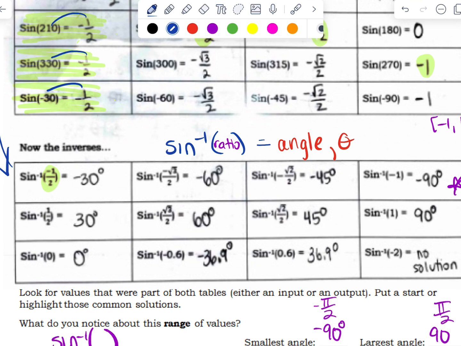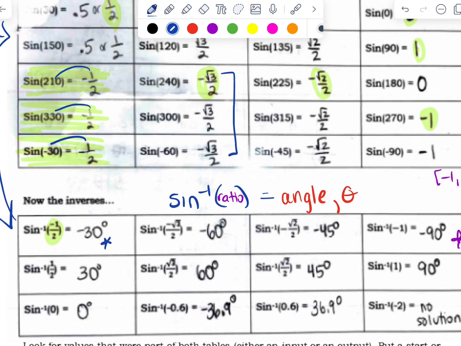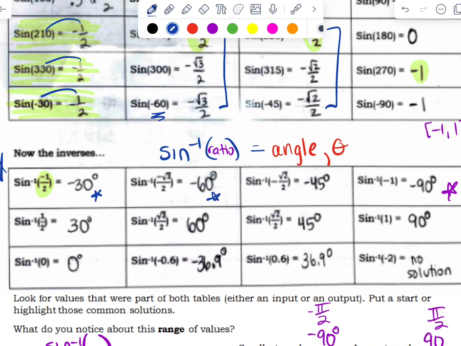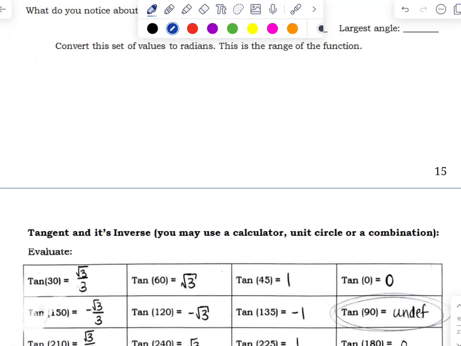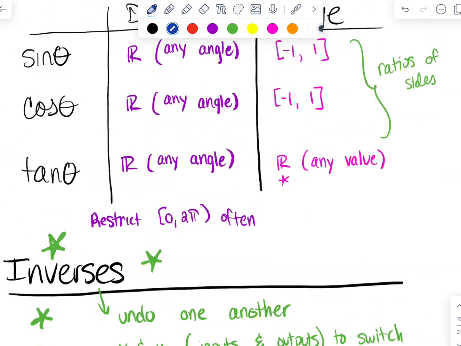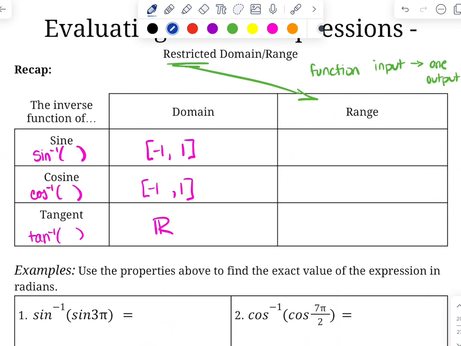So what the calculator does and what we do with a function is we always get out the smallest value. So we're going to get out negative 30. Same thing's going to happen with negative root 3 over 2. Of my choices, I'm going to get out the smallest answer. Same thing here. So if you'll notice, all those answers are negative. What ends up happening is that we end up getting, flipping back and forth, a range that starts with negative pi over 2 and ends with pi over 2.